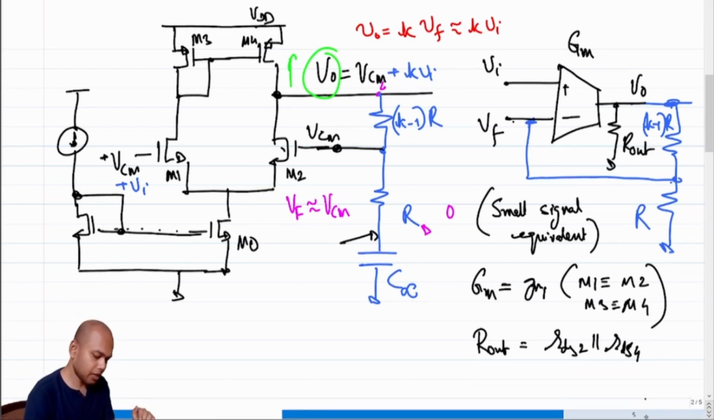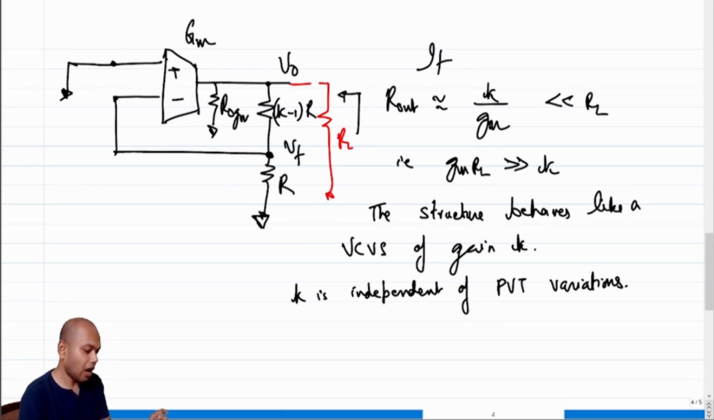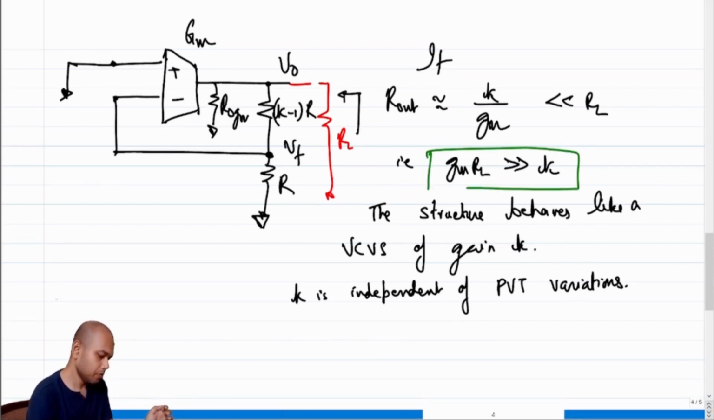What is another problem? Another potential problem is if RL is very low. Let's say we are not able to meet this criterion: GM RL is much greater than K. Then RL will end up loading our differential amplifier, right? If our differential amplifier gets loaded, then we'll not be able to impose the same condition that the gain is very high, right? What is the gain in that condition of A? The gain is that gain, right?